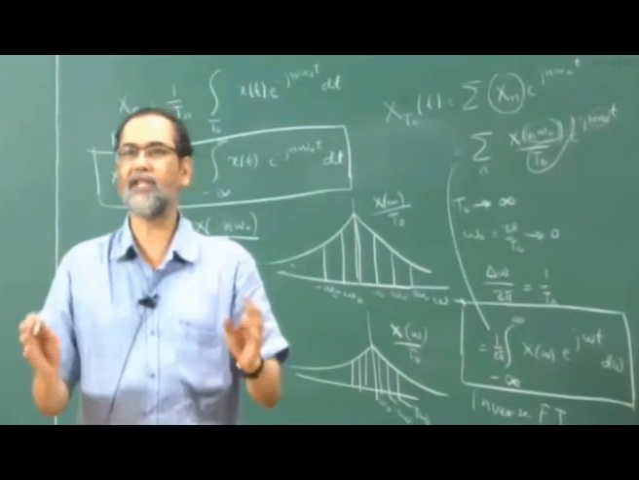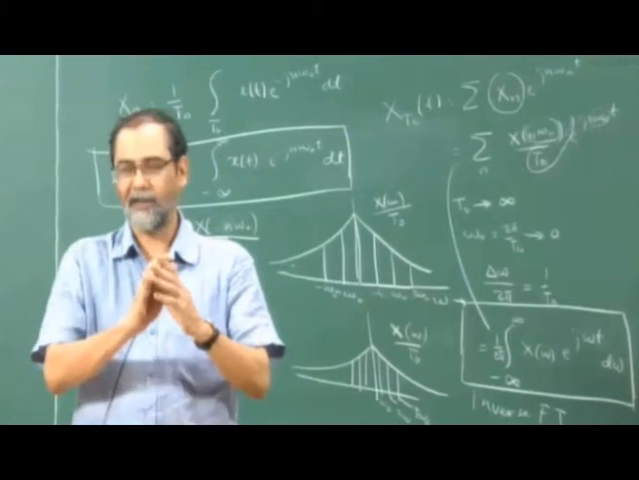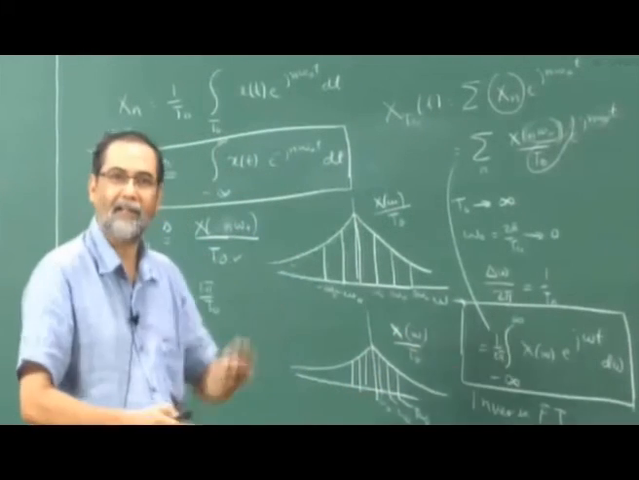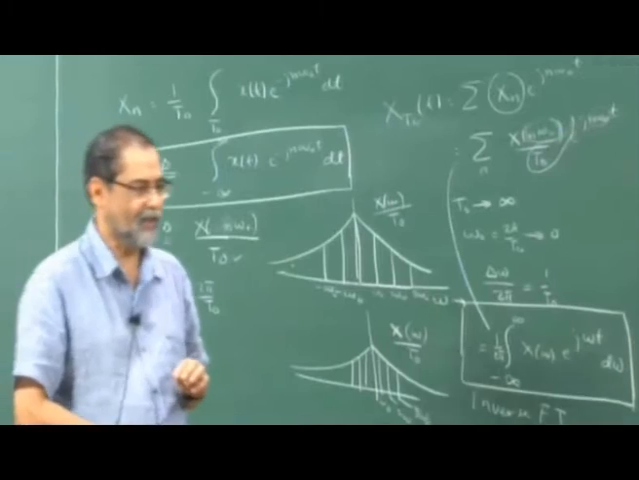Okay, so it's a one to one mapping. If two x of t's give me the same x of omega, then they should be identical for all the times. Okay, so that's the Fourier transform in a nutshell.